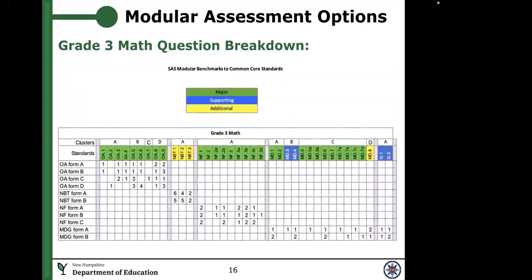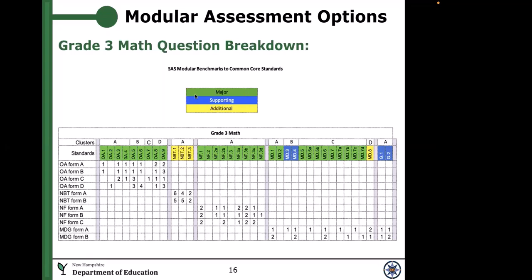Also with the breakdown, we have everything matched up for math to a specific standard. And so for these operations and algebraic thinking, for this OA1 for 3rd grade, we have for the first modular, there's 1 question on that standard. There's 2 questions on OA9. So this is just the total number of questions that they have pertaining to each standard. Again, it's just another indicator. If you're looking at a specific standard and you really want to hit home a specific standard, you could choose a modular that might have more questions on that standard.